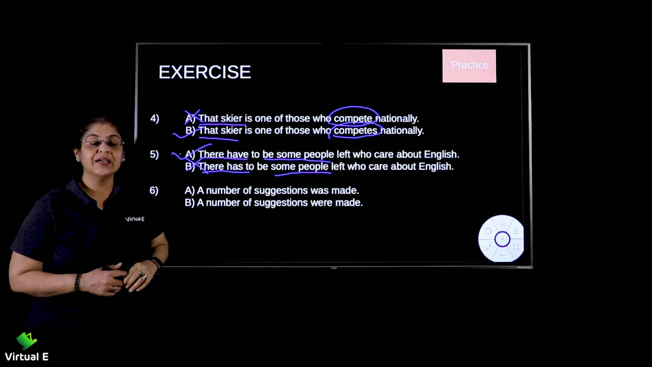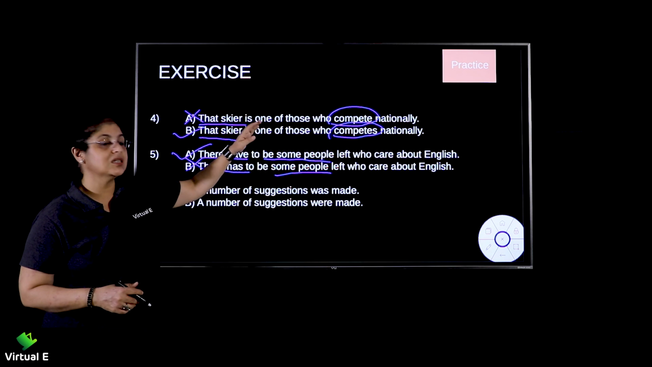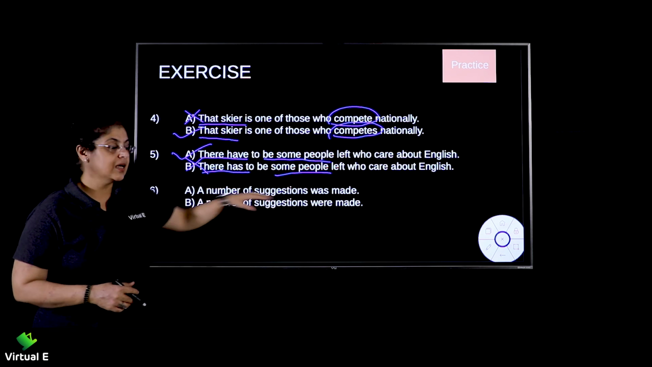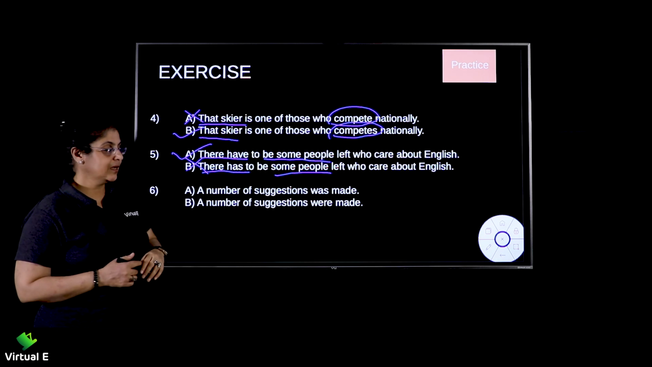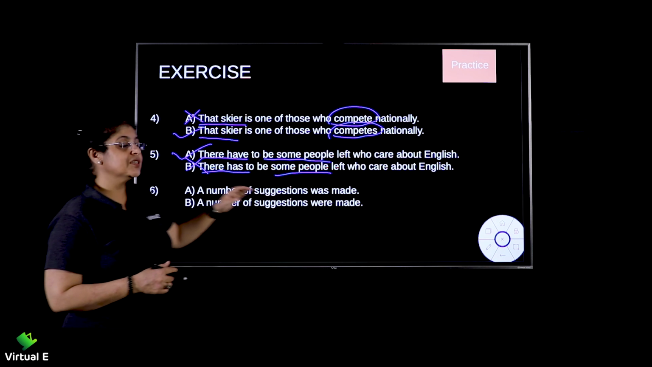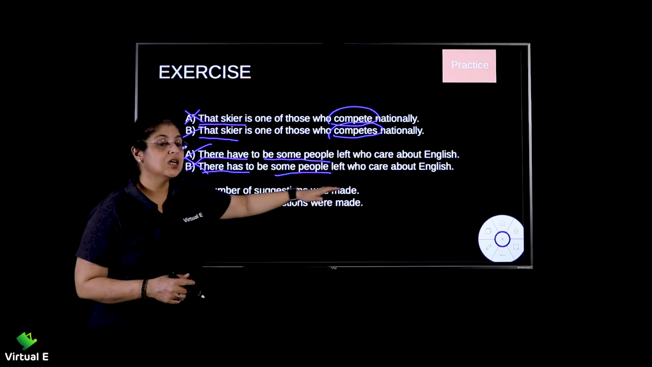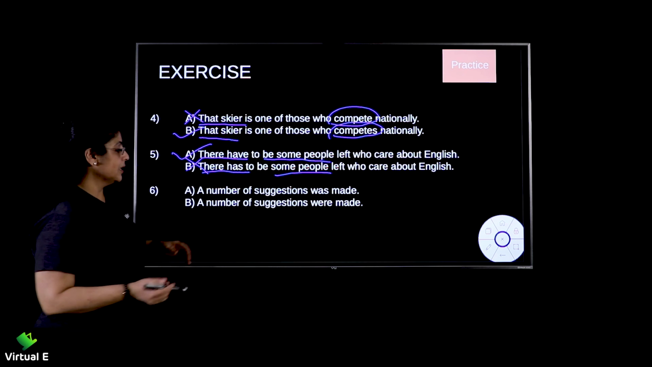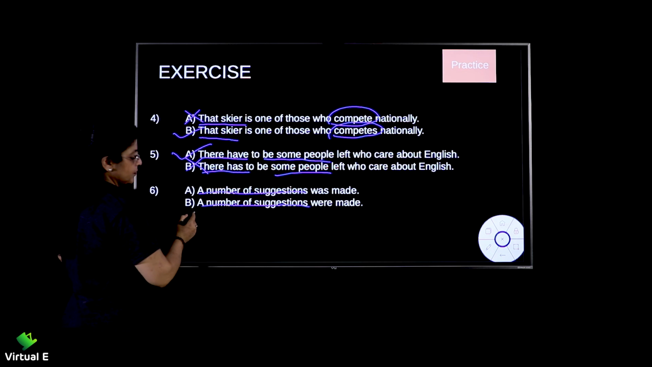And the final one to judge you. A number of suggestions was made. A number of suggestions were made. Now, you tell me what should it be, right? It is a number of suggestions were made or was made. Now here, which is our subject? Our subject is this, right?